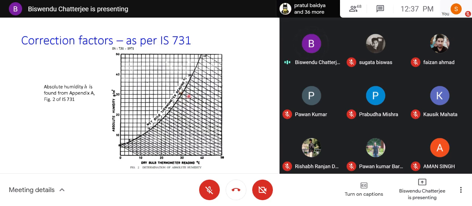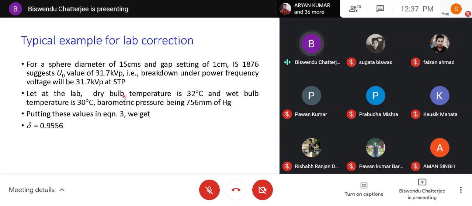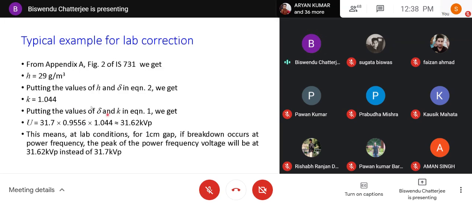See here, these slanting lines. This is 25, this is 30. So the 30 and 32 lines cut approximately here. That is 22, 24, 26, 28, 29 approximately. So H is 29. Now did you get it? How we have obtained it? Yes, sir. Okay. Now I have got H and delta, the variables.